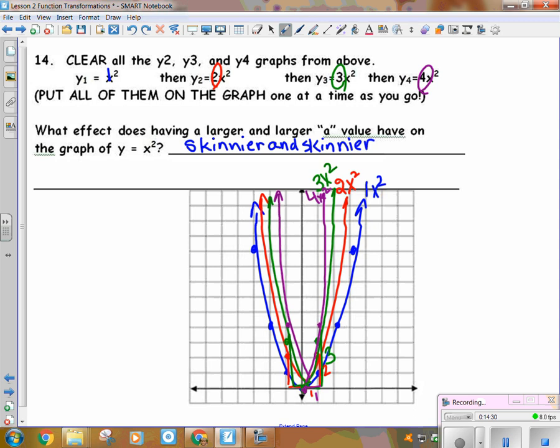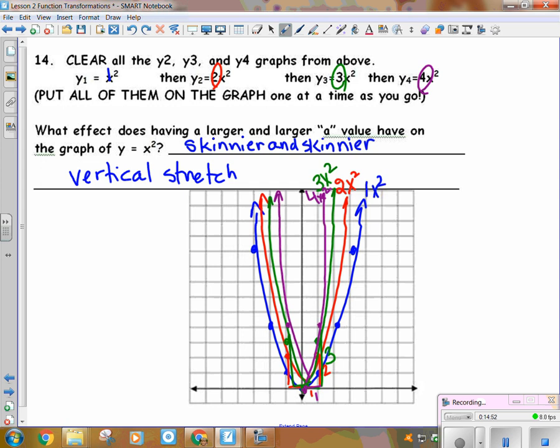Okay, it gets skinnier and skinnier. We call this vertical stretch. And what that means is it's like you grabbed it and you stretched it up. Almost like I remember a toy I had. It was called Stretch Armstrong. It had legs. You could grab the legs and you could stretch them up. And so that's called vertical stretch.